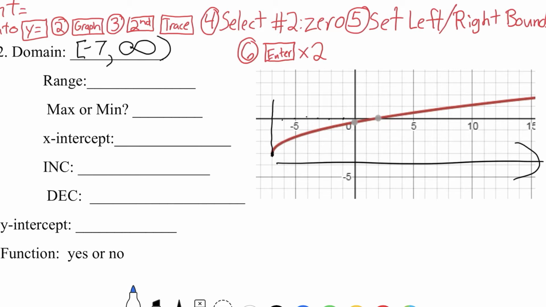Now for our y values. Our smallest y value is in that blue that I'm drawing right now. The smallest is negative 1, negative 2, negative 3. And there is a point at negative 3. And then it's going to keep on going up slowly forever and ever and ever. So we're going to go to positive infinity.